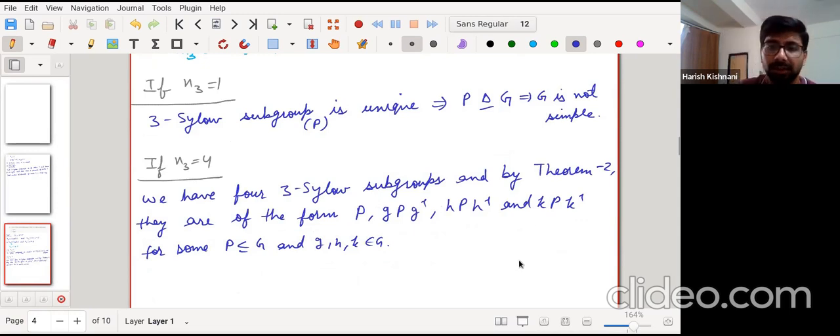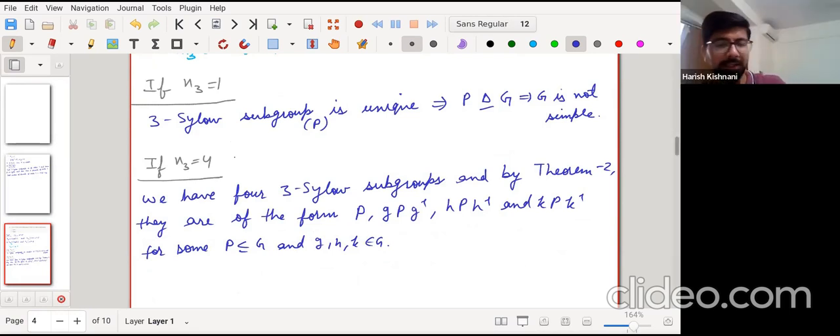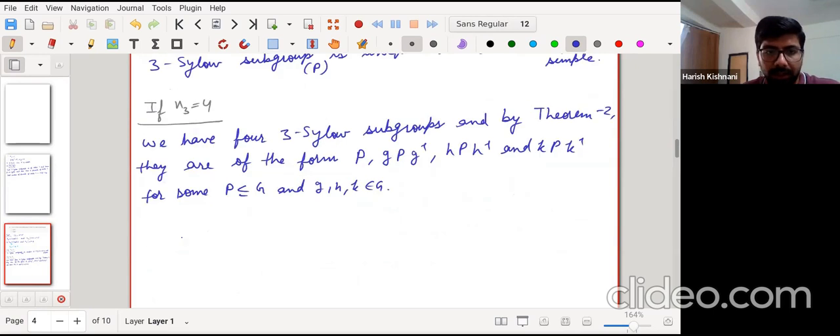We all agree because they are going to be conjugates of each other, right? So you can just fix one and name it P, and the others are going to be conjugates of that P. So you can take them to be of the form G P G inverse, and so on. Now let's say S is the set of all Sylow 3 subgroups.